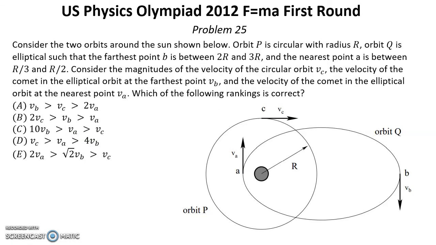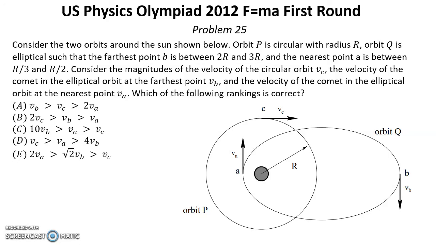Problem number 25. Consider the 2 orbits around the Sun shown below. Orbit P is circular with radius r. Orbit Q is elliptical such that the furthest point B is between 2r and 3r, and the nearest point A is between r over 3 and r over 2.